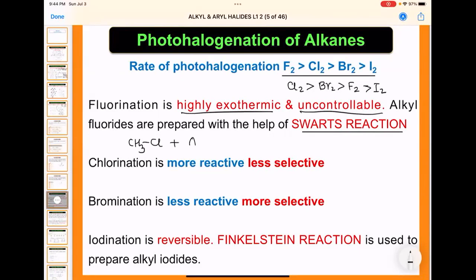It is AgF, right? COF2. Yeah. Okay. So this is a displacement reaction. So directly fluorine you can't attach, so do it indirectly. Take chloride or bromide and react with AgF. F will come and Cl will go. Clear?